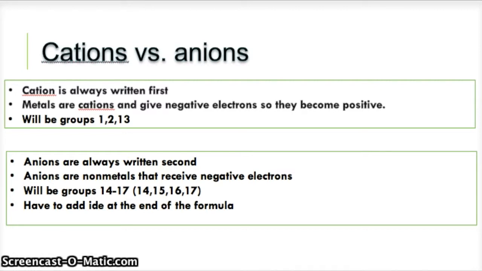Anions are always written second. Anions are nonmetals that receive negative electrons. Will be groups 14 through 17. Had to add -ide at the end of the formula.